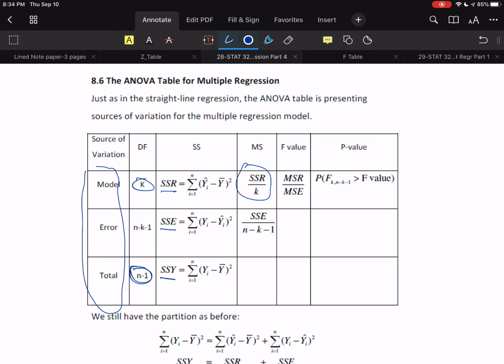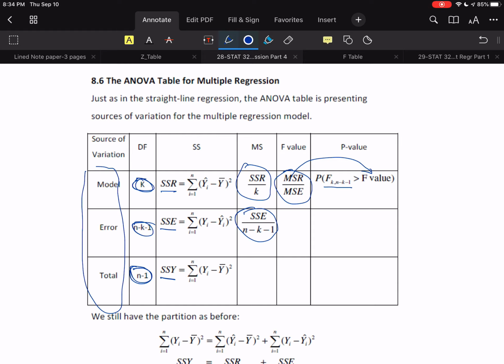And so n minus 1 minus k leaves us the error degrees of freedom, which is n minus k minus 1, the leftover, so to speak. The MSE, the mean square error, which is an estimate of our variance, is SSE divided by its degrees of freedom. You take the ratio of MSR and MSE, and that creates our F statistic. And this is the F value for the table. And we compare that to the critical value. And the P value is the probability that F is greater than our F value.